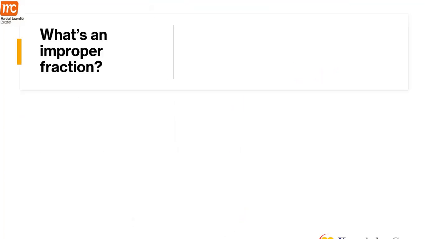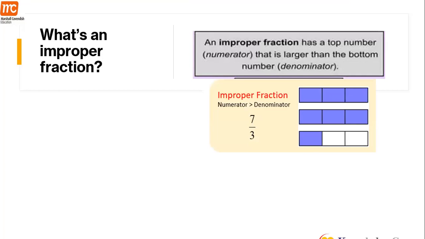And now for an improper fraction. As we said, a proper fraction is one that has the numerator smaller than the denominator. So an improper fraction will be the opposite. We're talking about the top number, or the numerator, being larger or greater than the denominator. As you can see here, we have 7 out of 3, 7/3.